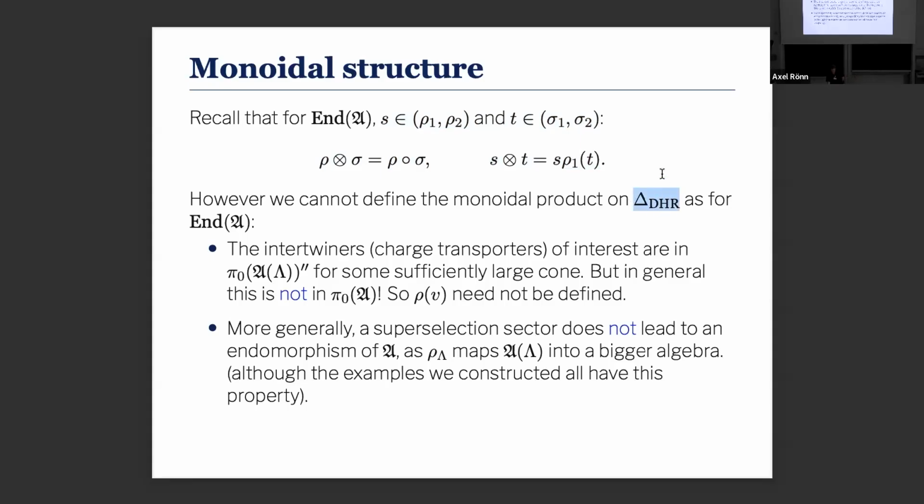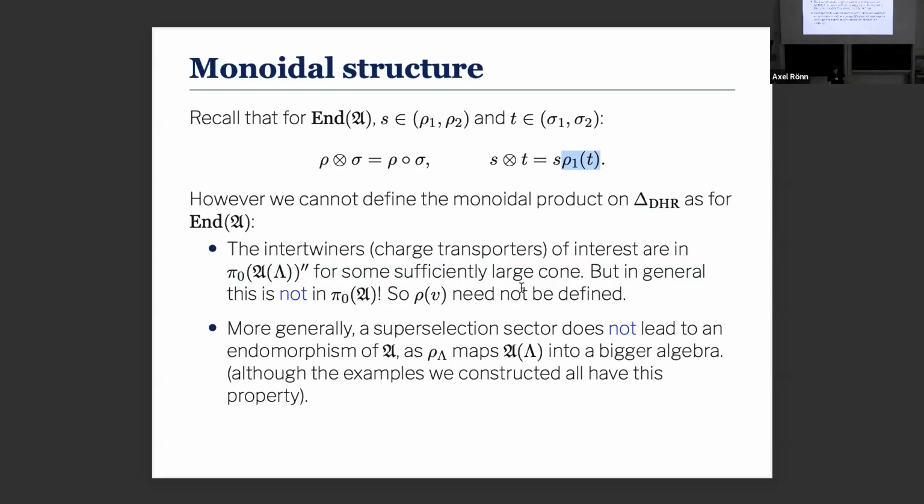Then I had this category, the DHR category. My first definition that I gave yesterday was slightly different from today's. Yesterday I looked at endomorphisms that are localized and transportable, and we want to define a simple monoidal product on this. But the issue we had is that the intertwiners in this category are in general no longer inside this algebra A, but rather in some bigger algebra, some big closure. So this means that this expression here may not be defined.